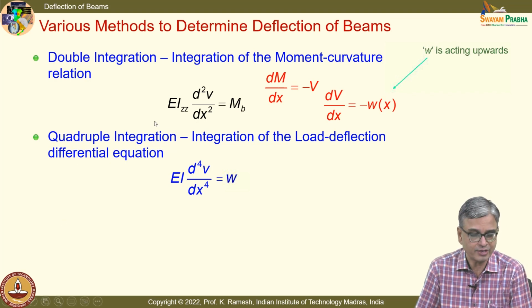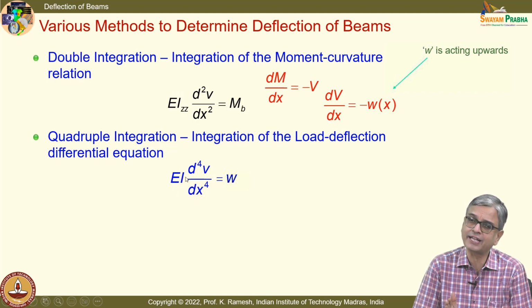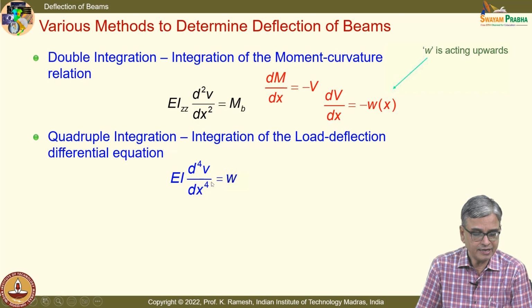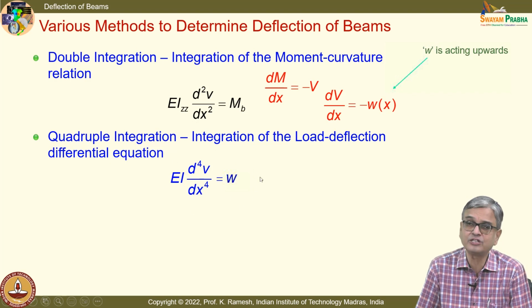Otherwise, I should have had d²/dx² of EIzz d²v/dx². I cannot take EIz out. If I have a homogeneous beam, if I have a constant value of moment of inertia, I can take this out, and the advantage here is I deal directly with the load.